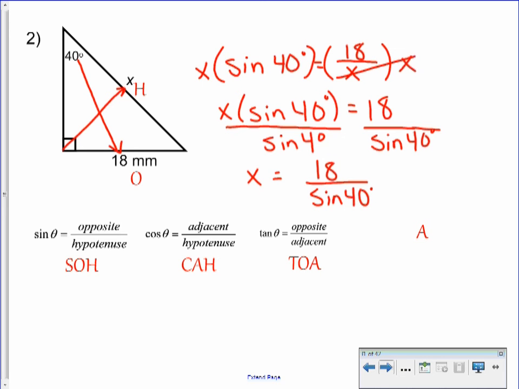Now, before you attempt to type this in the calculator, this is a situation where you need to use some parentheses. Certainly type in 18 divided, but then hit your parentheses button so that you have parentheses around your sine 40.